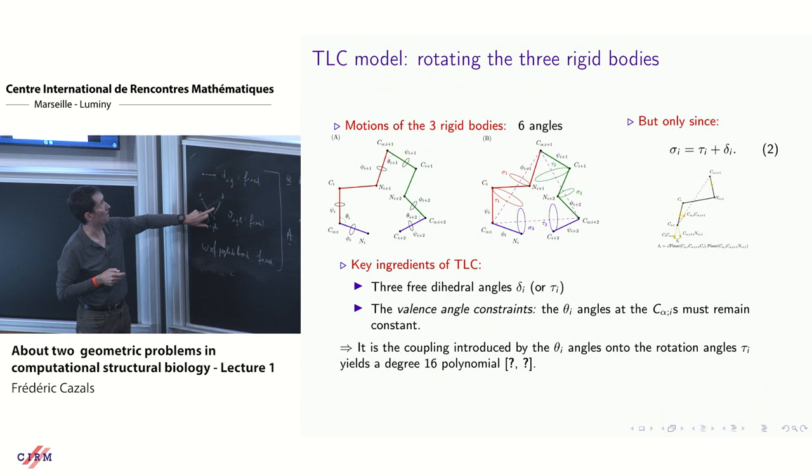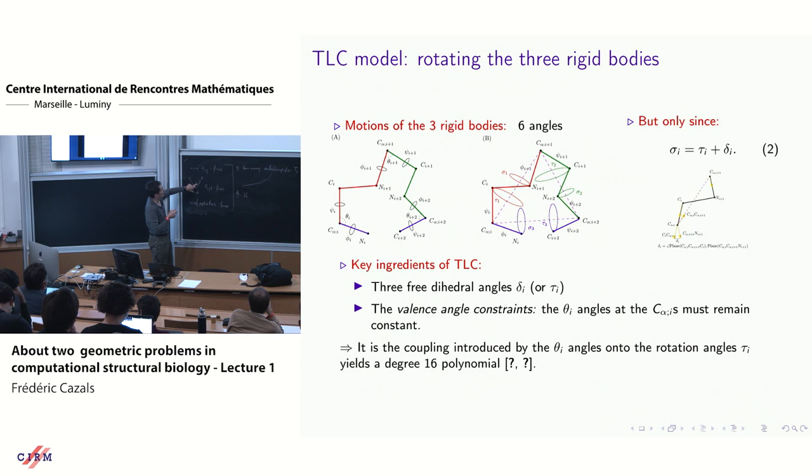So this is not a problem within a rigid body, but at the articulation points between the rigid bodies, and I have three of them, the three C alphas. So now I do have a potential problem. Because again, if I rotate this C alpha here, and if I rotate this Ni here, I need to make sure that the angle between these two vectors will remain theta I, namely the angle imposed at carbon alpha 1. And it is in fact the free space given by the three angles under the constraints associated to the conservation of the angles, which is going to yield the degree 16 polynomial.